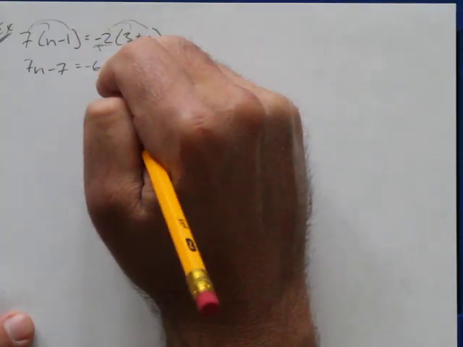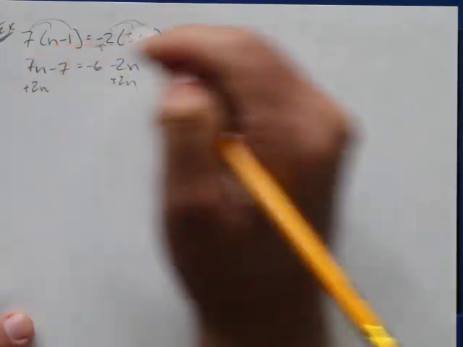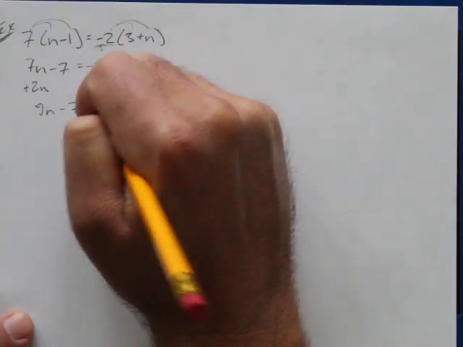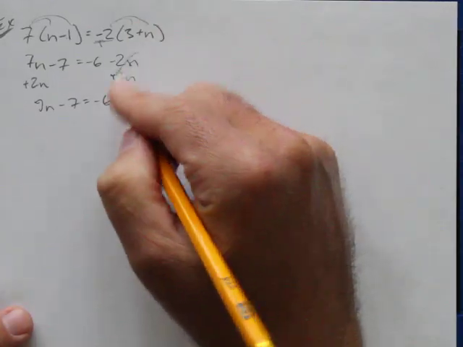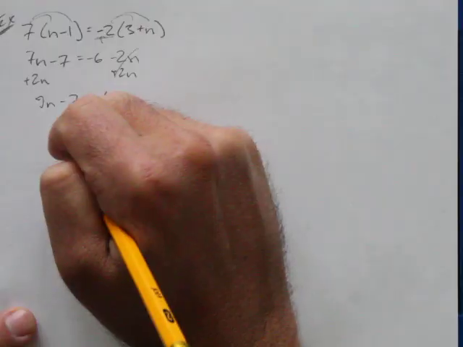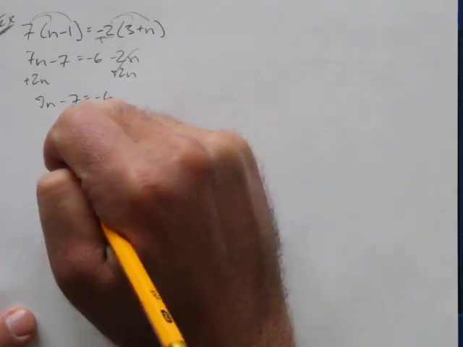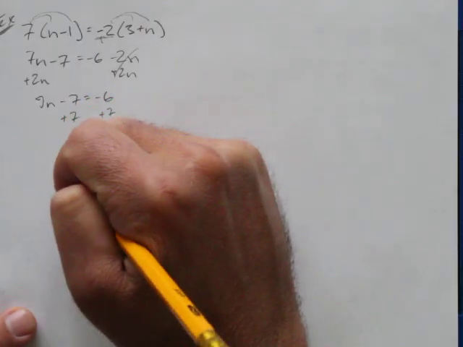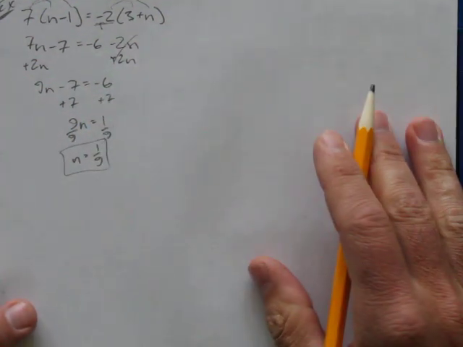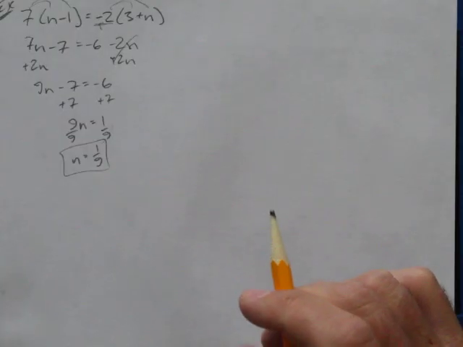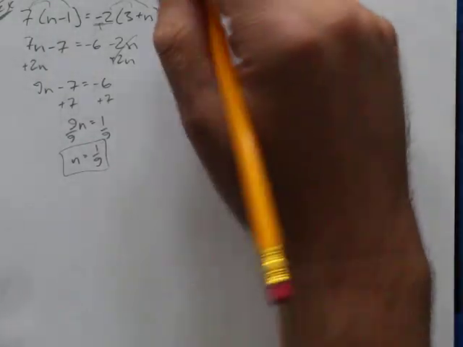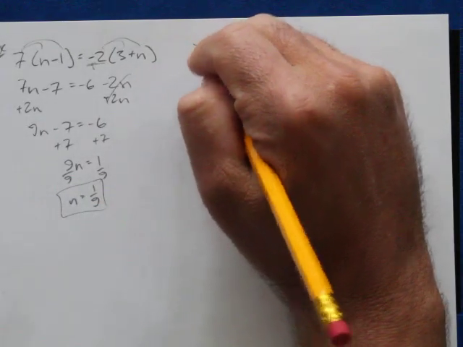All right, I'm going to add 2n to both sides. And then I end up with 9n minus 7 equals negative 6. So those go away. Add 7 to both sides. 9n equals 1. Divide by 9, divide by 9. n equals 1/9. Ew. Yep, that's the answer, but it's gross. All right, you guys do this one. Here's a try for you.